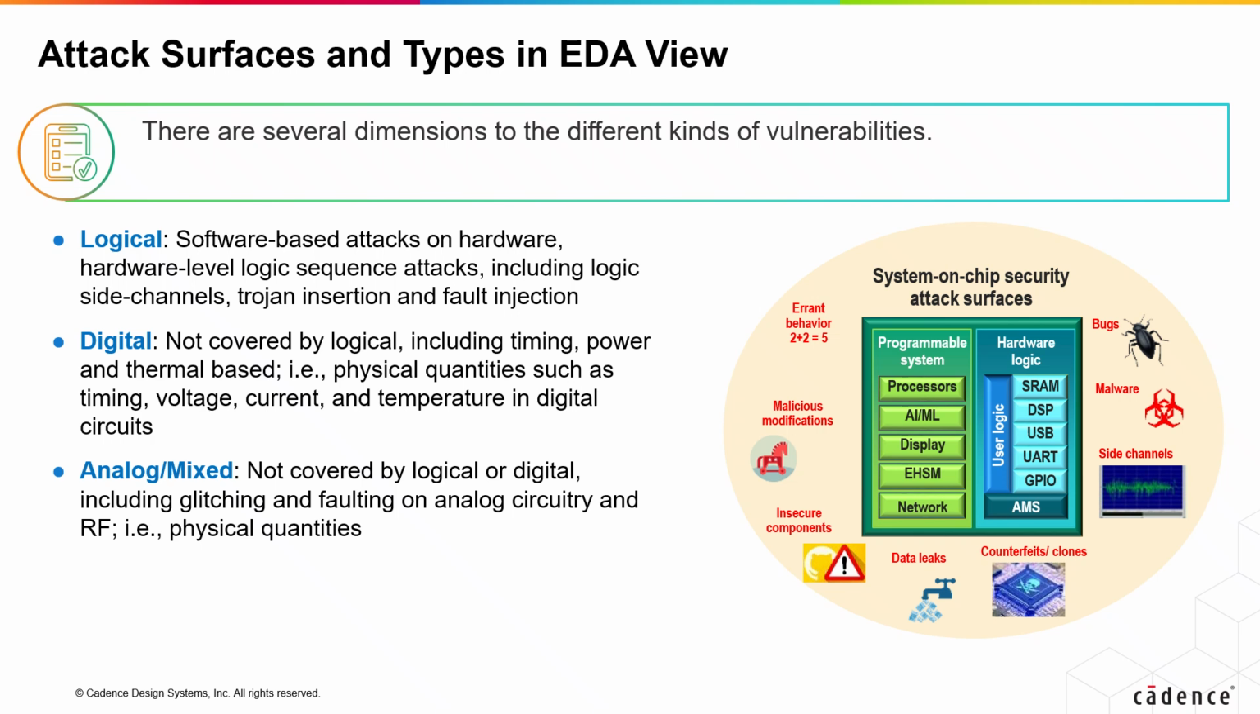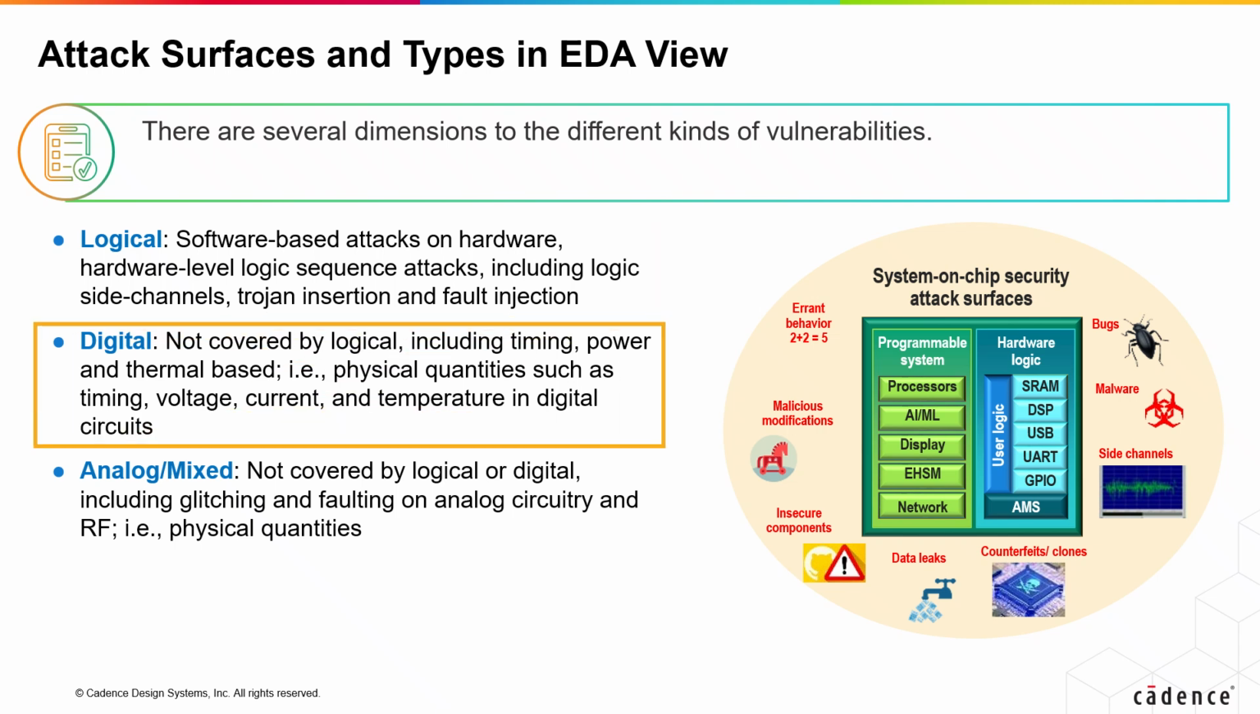There are several dimensions to the different kinds of vulnerabilities: logical, digital, and analog mixed. Logical attacks are software-based attacks that target the hardware's logical functionality, including logic sequence attacks, which manipulate the sequence of logical operations to compromise the hardware's behavior. Logic side channel, which exploits the information leaked through the hardware's logical operations. Trojan insertion, which inserts malicious logic into the hardware's design. Fault injection, which intentionally introduces errors into the hardware's logical operations.